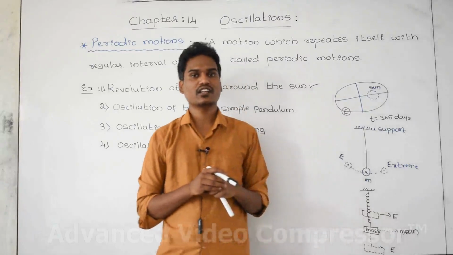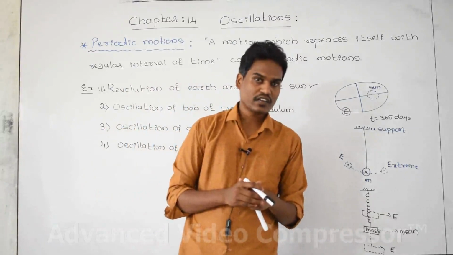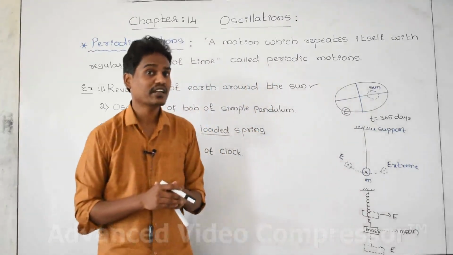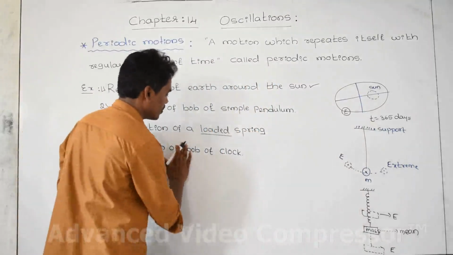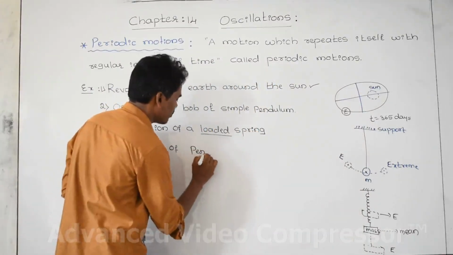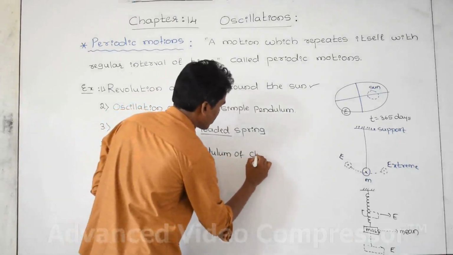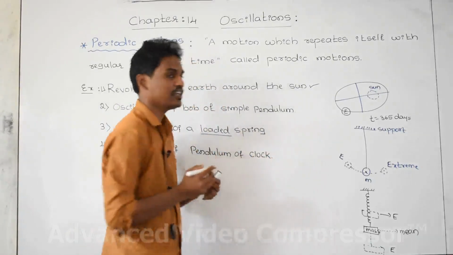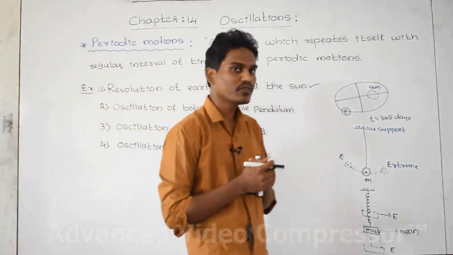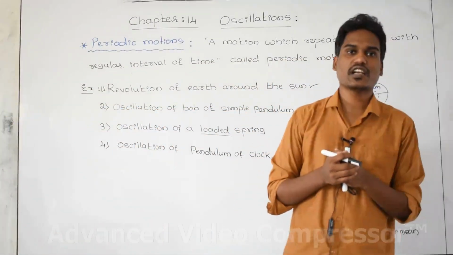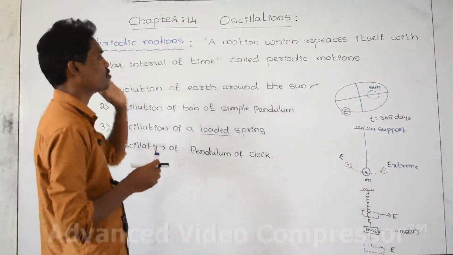For each and every cycle the time taken by that pendulum is always the same. For each and every cycle the time taken by the pendulum of the clock is always the same, and continuously with respect to time the motion is repeating itself inside the clock, that pendulum. Therefore for each and every cycle the time maintained by the pendulum of the clock is always the same. That is a periodic motion.